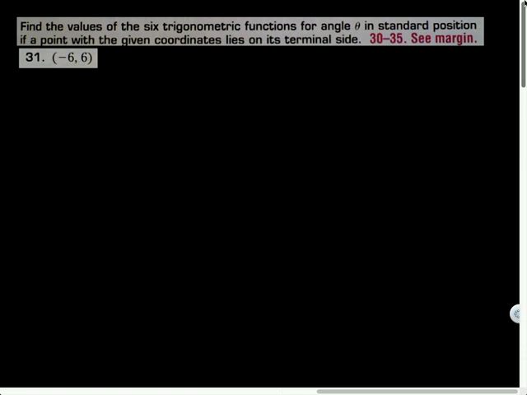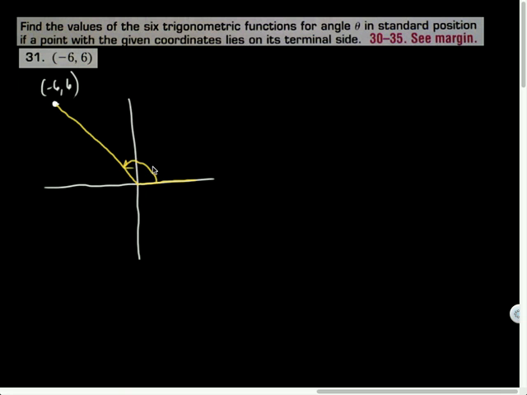Let's see, last concept here. So this time I'm going to plot a point. So negative 6, 6 is right up here. All right. And how far away, well, actually, maybe that's not the right question to ask just yet. But if I want to think about the angle that's in standard position, how do they say it? Find the 6 trig functions for an angle theta in standard position if a point with the given coordinate lies on the terminal side. So if this is on the terminal side, my angle looks something like this.